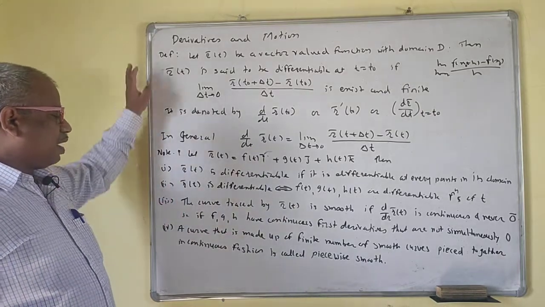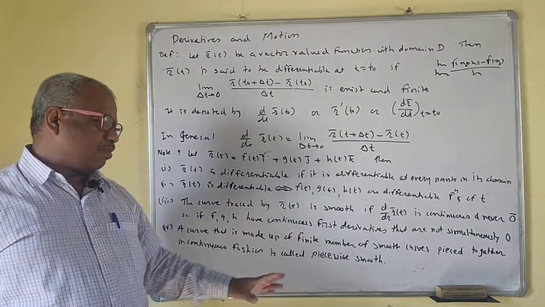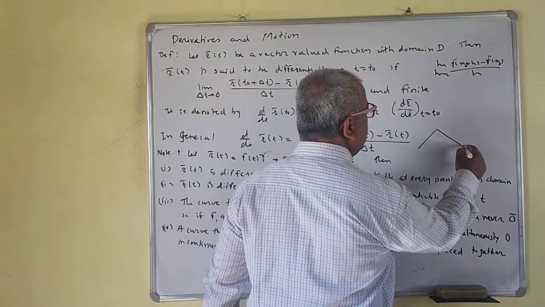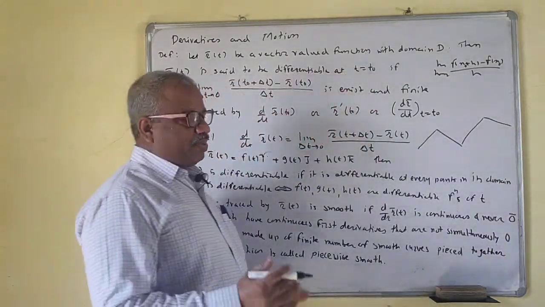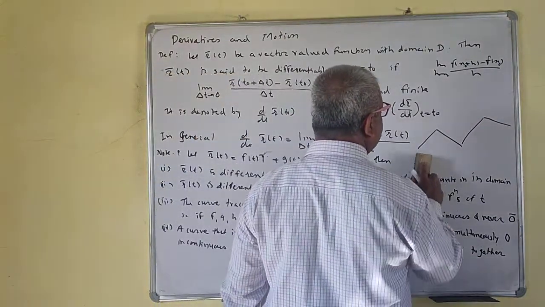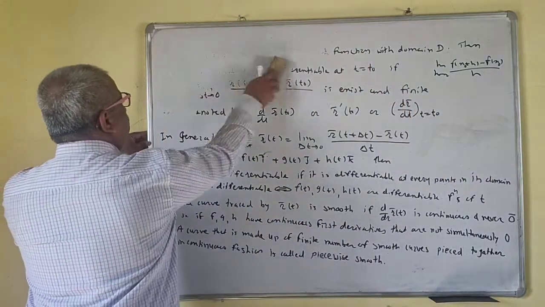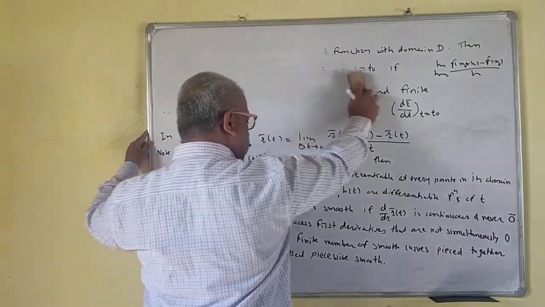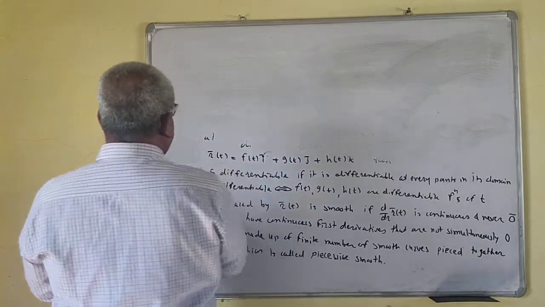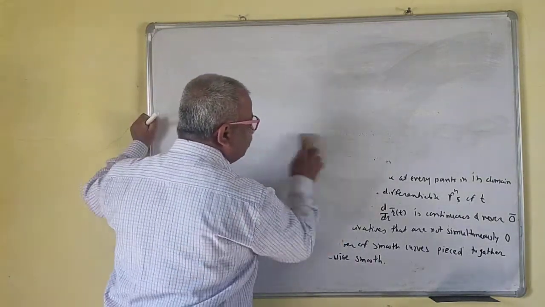This is the smooth curve. A curve made up of a finite number of smooth curves pieced together, like this, is called piecewise smooth. You should remember the definitions of a smooth curve and a piecewise smooth curve. Now the second part is the motion, which we have to define.